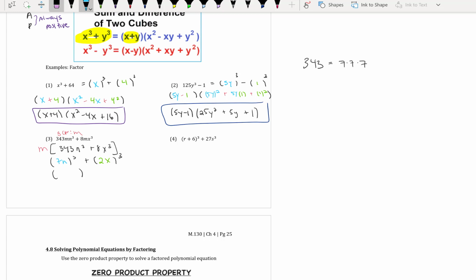So it looks like I'm going to have my, let me go ahead and erase that. I'm going to have my 7n plus my 2x. And that's what you start off in your small parentheses. Now I'm going to be going to my bigger parentheses over here. So it looks like I'm going to have my 7n squared minus 7n times my 2x, all these positive, and the last term squared, so that 2x squared.